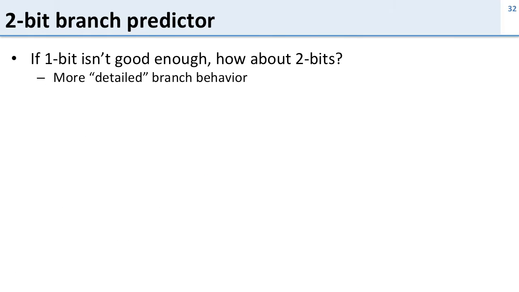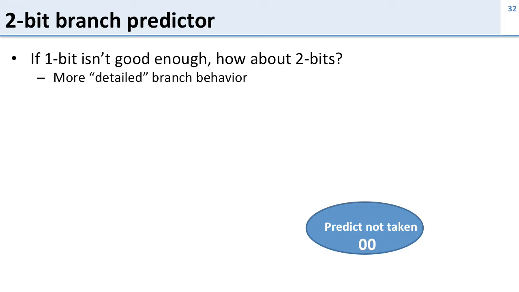So, if a 1-bit branch predictor isn't good enough, what if we used more bits? So how about a 2-bit branch predictor? Instead of just keeping track of what the last branch did, what if we have more detailed branch behavior because we store more information about each branch?